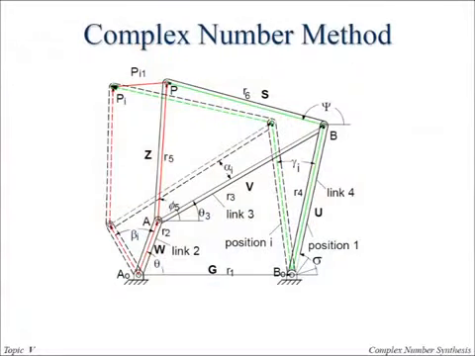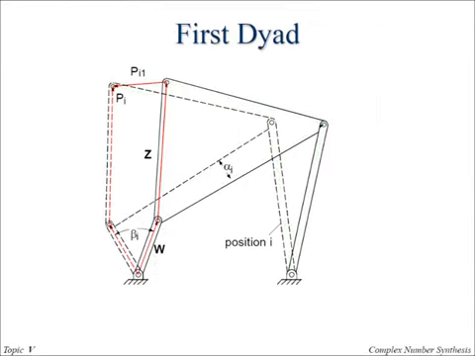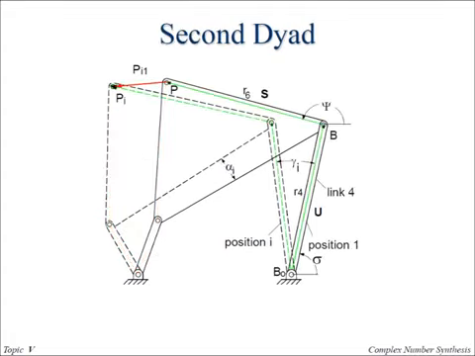We chose to use three-position complex number synthesis for our prototype. The three positions were chosen to be static equilibrium, half compressed, and fully compressed. Each suspension position represents a critical orientation of the steering knuckle. The first dyad represents the lower arm of the suspension mechanism, with the coupler point as the center of gravity of the wheel. The second dyad represents the upper half of the suspension mechanism.